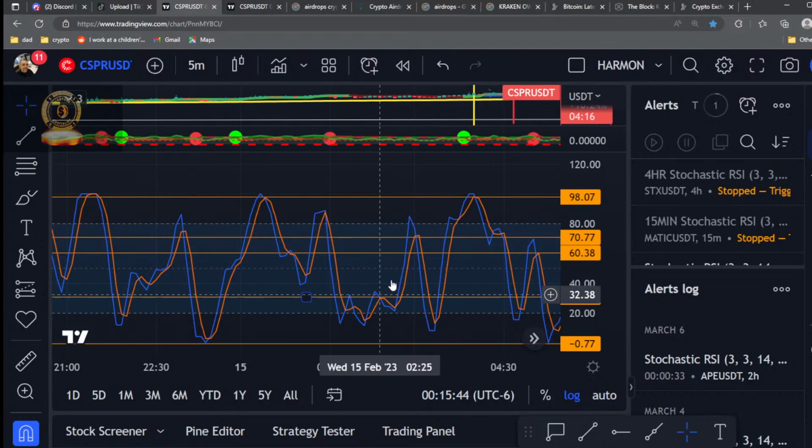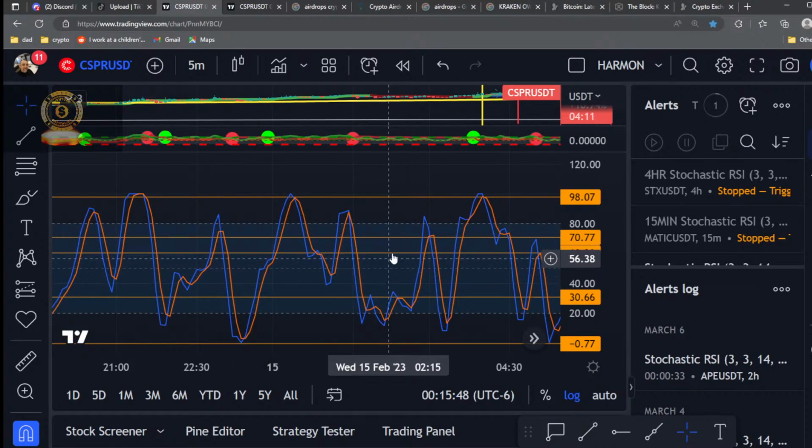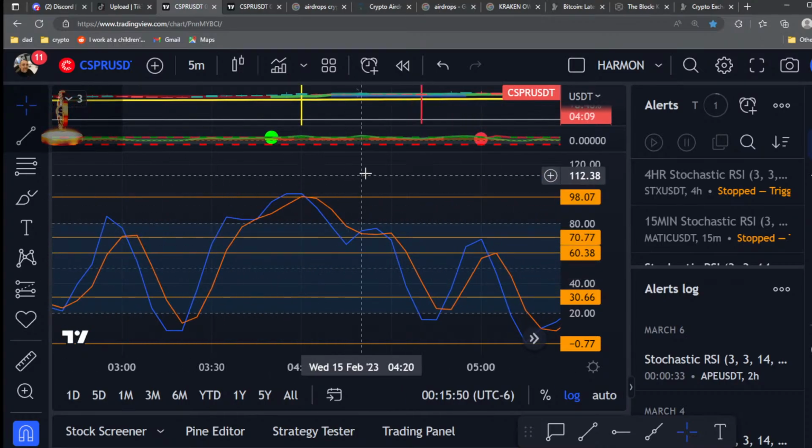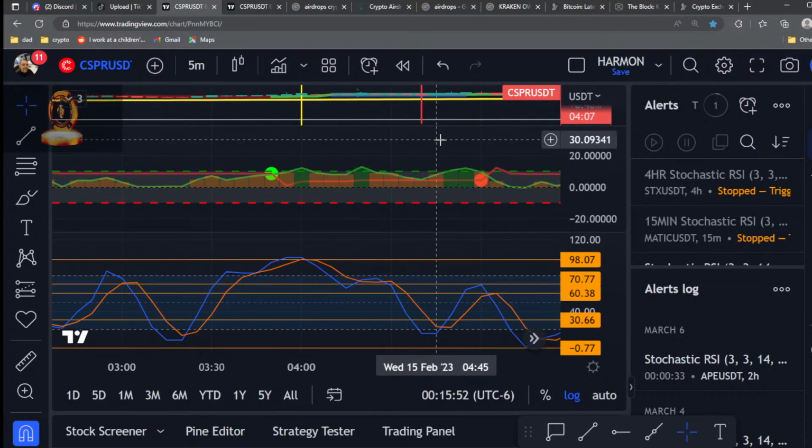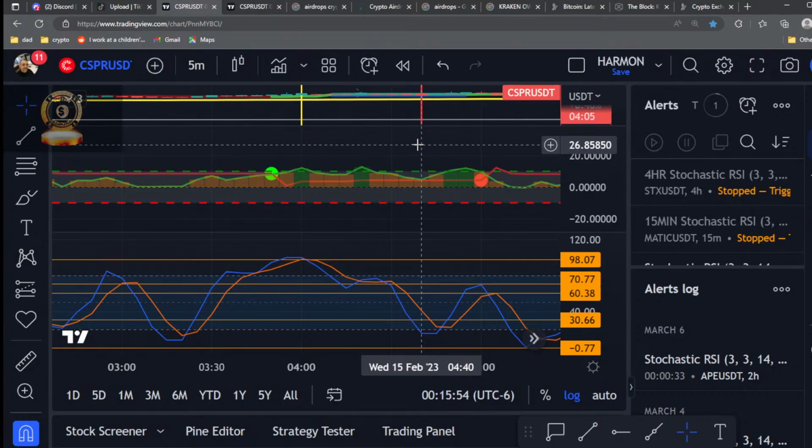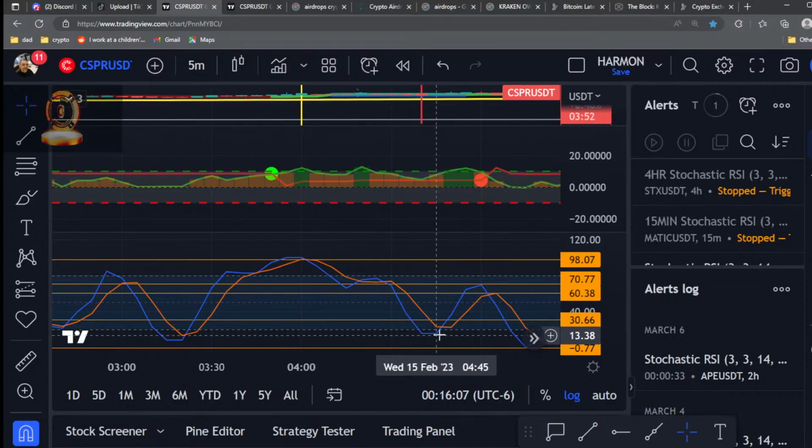Those are the lines I like. I like 60, 30, 70, right? So now let's see where, when the 5 minute actually bounces up, where is the 15? The 15 has now bottomed out. So what's the rule here, right? We need to wait for the 15 to actually start its way up.